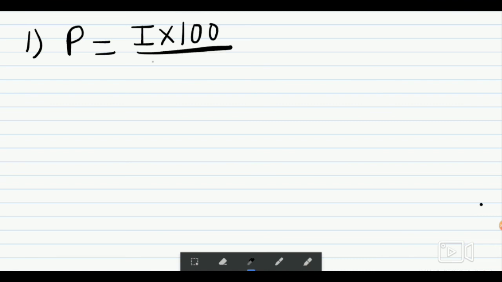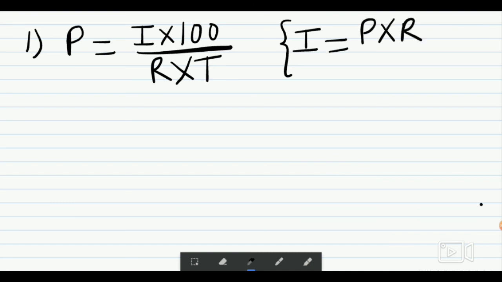Before we start the examples on simple interest, a few formulas we have to remember. Number one is how to calculate the principal: P = I into 100 upon R into T, where I is the simple interest, R is the rate and T is the time. And children, in the previous video I told you how to calculate simple interest: P into R into T upon 100. And the remaining formulas are these.